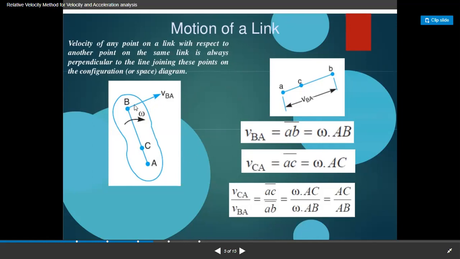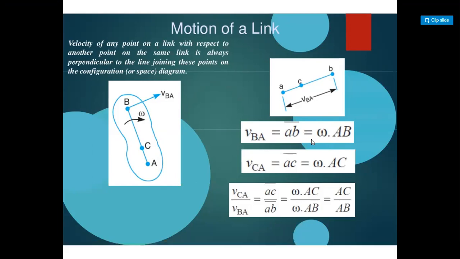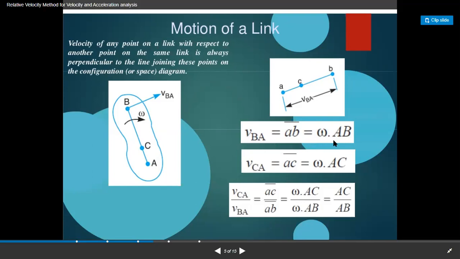Means small a to small b is equal to the angular velocity, the rotational velocity omega of link AB, multiplied with the length of link AB. Means the linear velocity is equal to angular velocity multiplied with the length. So whenever you want to find the linear velocity, you have to multiply the angular velocity with the length of the link. So VBA is equal to omega into AB.